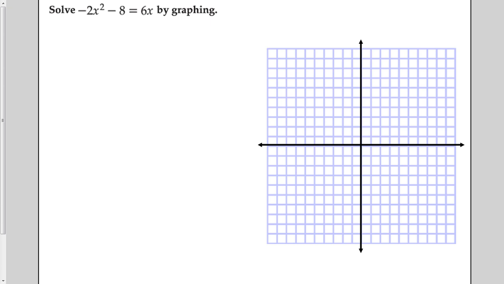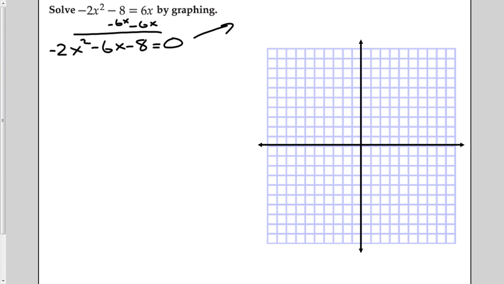So in the case of this graph, we're going to, again, make sure it's in standard form. So I'm going to subtract 6x from both sides. So I get minus 2x squared minus 6x minus 8 is equal to 0. And then the function that goes along with this equation is minus 2x squared minus 6x minus 8 is equal to y. So that's the function I'm graphing on the right, but the equation that goes with it is on the left.